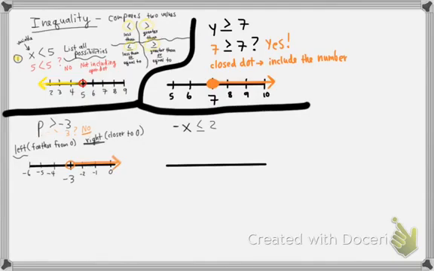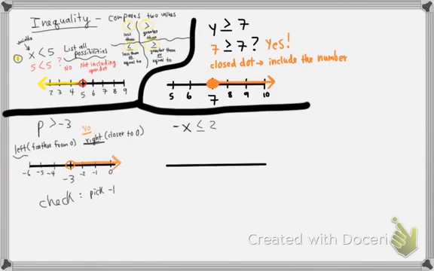And I know you're probably thinking this, Mr. Willman, how do I know if my answer is right? Well, this is what you should do. Check by picking an answer in your shaded area. So pick any number over here that you see. So I'm going to say, pick -1.